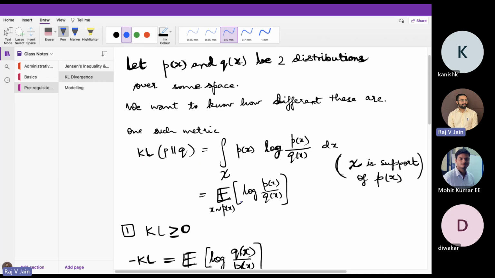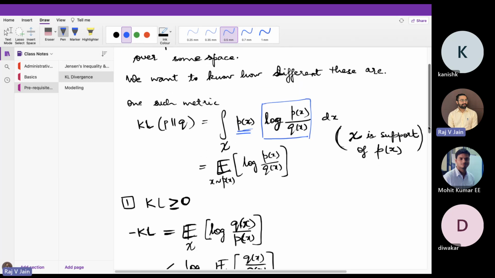And obviously, as we discussed, when you take expectations, it's mainly on the support of P of x. So here the distribution is P of x, and the function that we are taking the expectation of is this log P by Q. Is this clear?